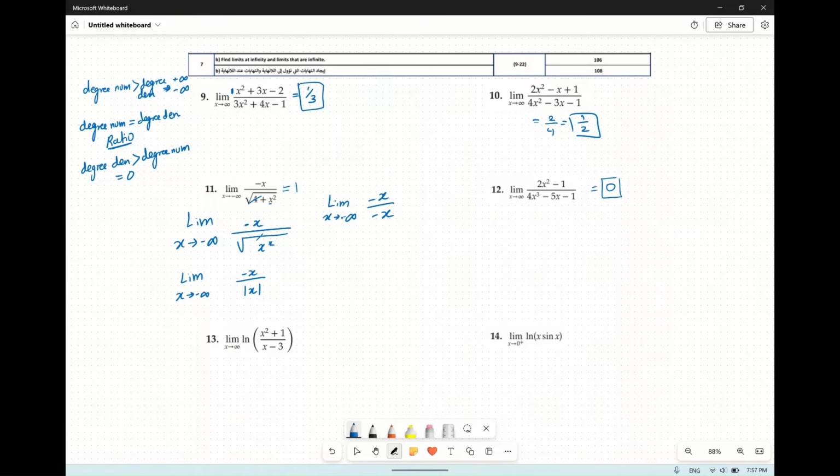Limit as x approaches negative infinity for 1 is just equal to 1, same as we got in the calculator. Now question number 12: if I compare the degrees, because this is a polynomial over a polynomial, the degree up is 2, the degree down is 3. So if you notice in this case, when the degree of the denominator, the one that is down, is higher than the degree of the numerator, the answer is directly 0.